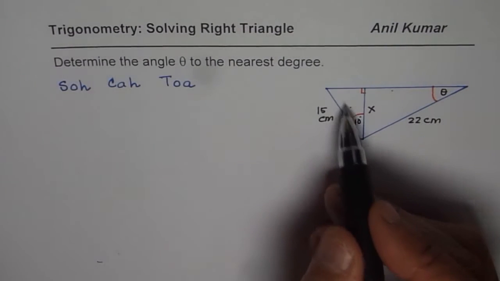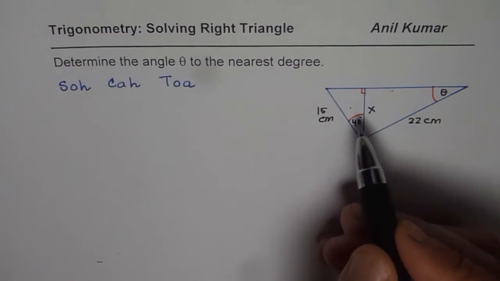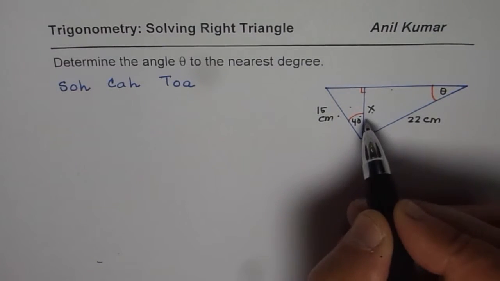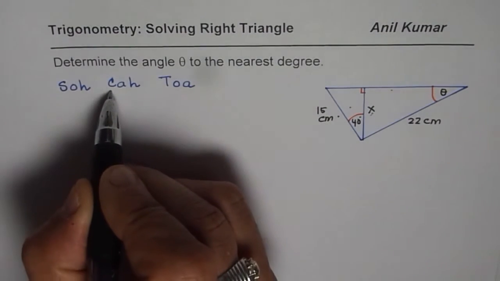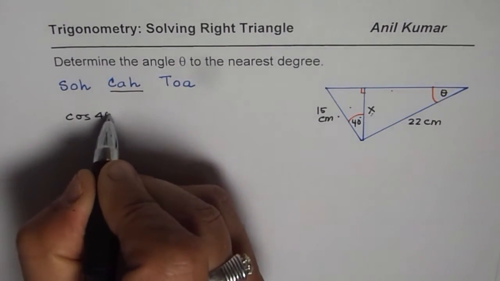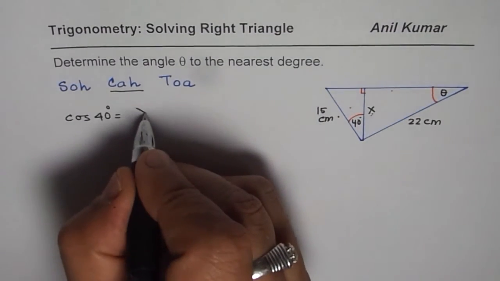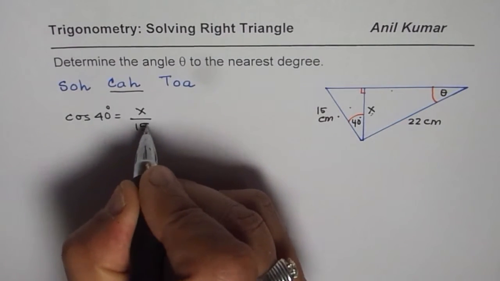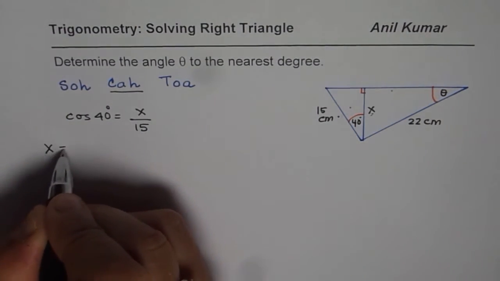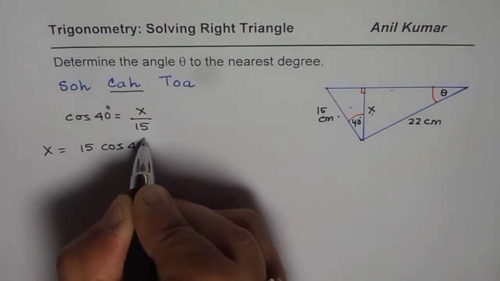So in this triangle, the smaller one, we can write, since we know we want to find x, we know hypotenuse, x is the adjacent side, so we are going to use cosine. So what is cos of 40 degrees? Cos of 40 degrees is x over 15, right? Now by cross multiplying, we can find x. So x is equal to 15 times cos of 40 degrees, right?